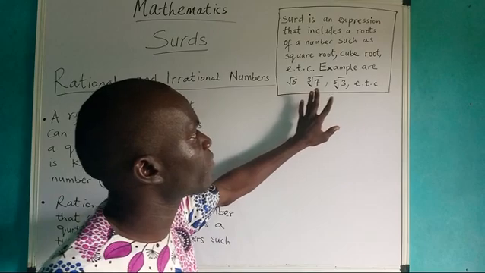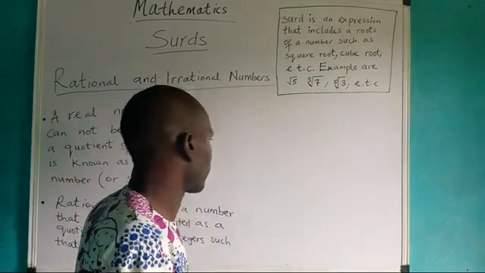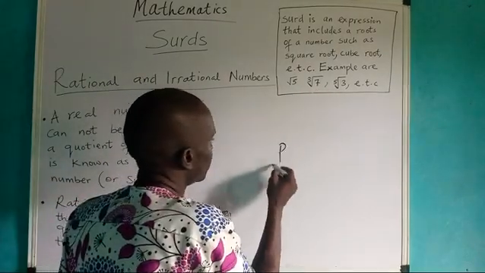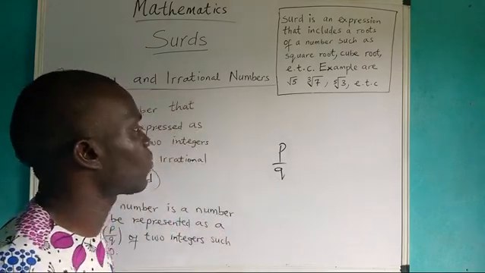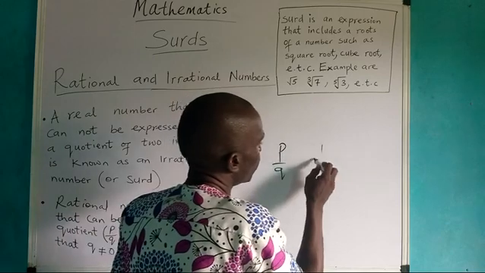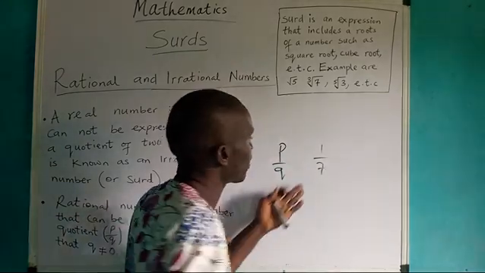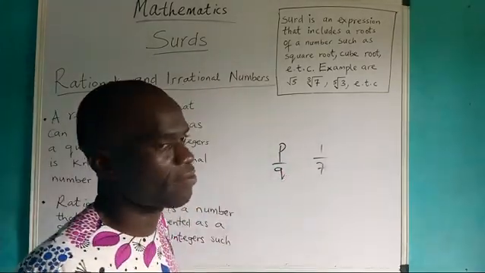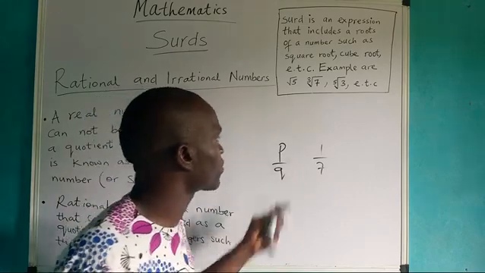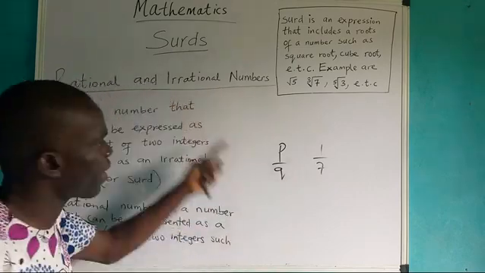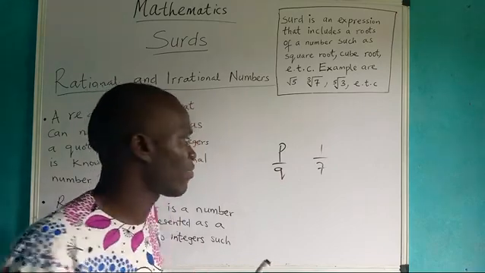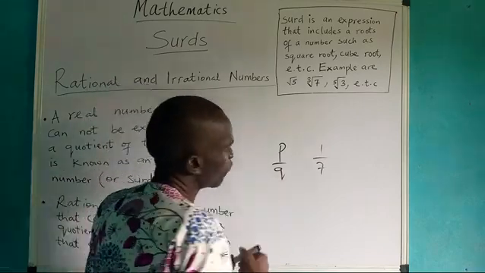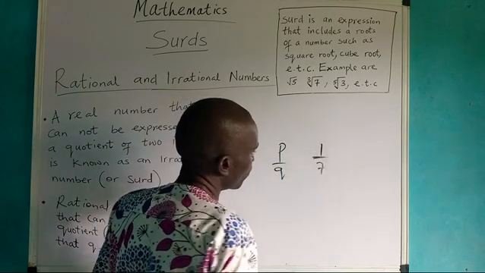This number cannot be expressed as a fraction. It cannot be expressed in this manner. We cannot express it as 1 over 7. You know that 1 over 7 is a fraction. We cannot express an irrational number in this form. Or we can also express them as a decimal. For example, this one, 1 over 7.